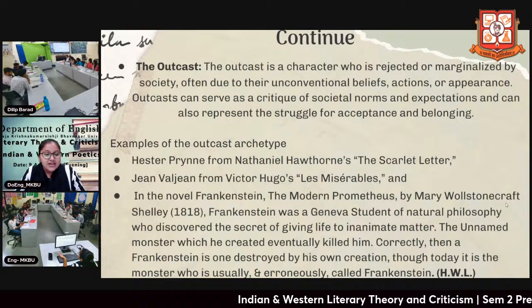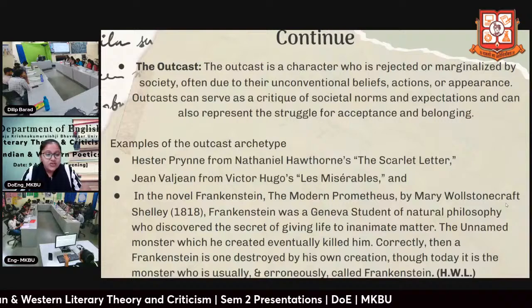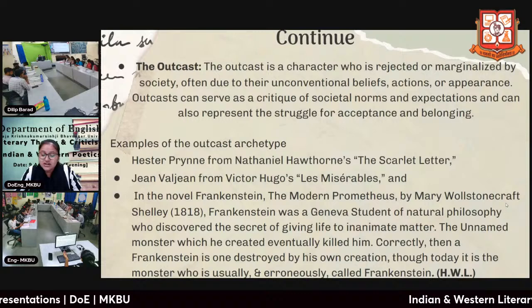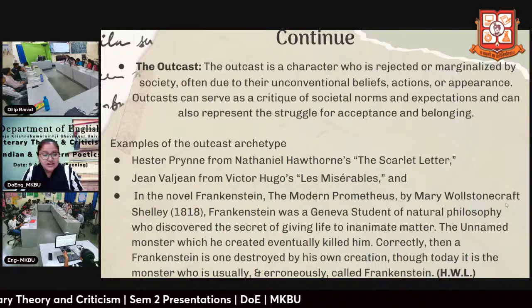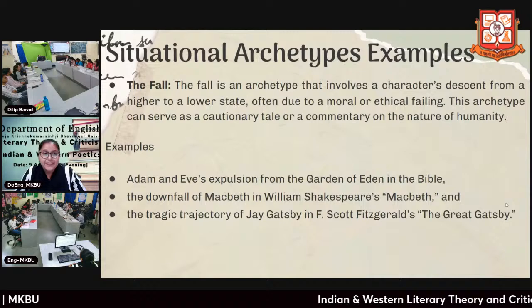In this, Frankenstein was a Geneva student of natural philosophy who discovered the secret of giving life to inanimate matter. So the unnamed monster which he created eventually killed him. So correctly, Frankenstein is the one who destroyed his own creation, though today it is the monster who is usually and erroneously called Frankenstein.